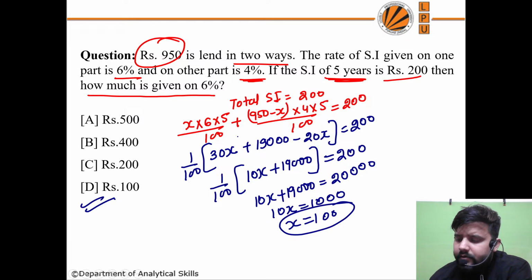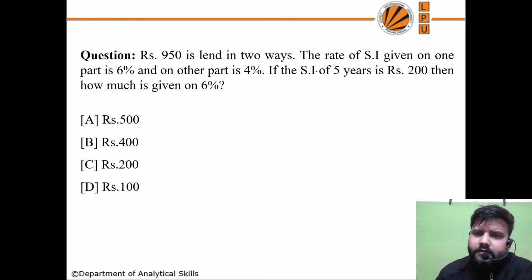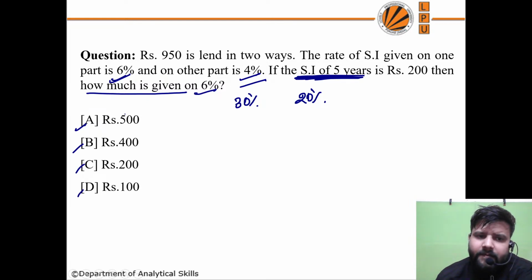Now let's see how to do it directly with options. This is the equation based method. Now let's see how to do it with options. We know that SI will be calculated for 5 years, and 6% for 5 years would be 30%, and 4% for 5 years would be 20%. Now they are asking how much was given at 6%, and the options are for 6%. Let's check option 1.